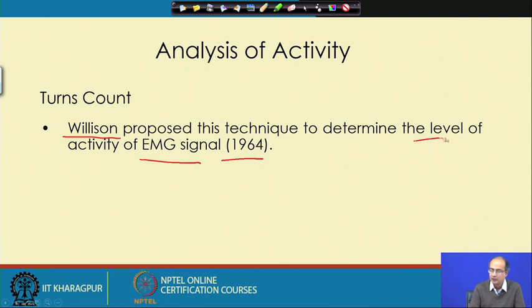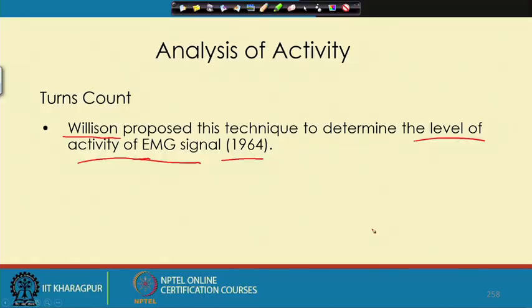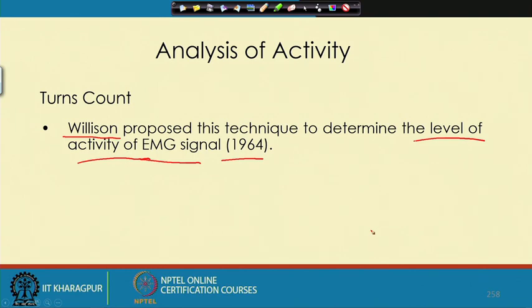They wanted to find out the level of activity of the EMG signal. That means when we are trying to do some activity with the help of the muscles, maybe lifting a small weight, how much effort we need to give can be measured by the EMG signal. If the muscles are weak, then we need to engage them again and again, so the EMG signal strength will increase, and that gives rise to a higher turns count.